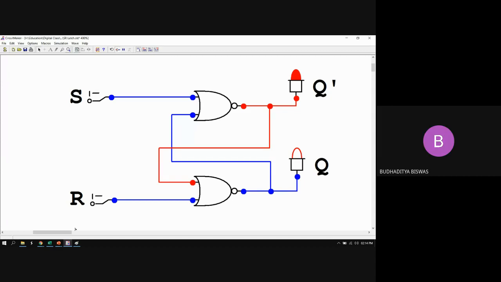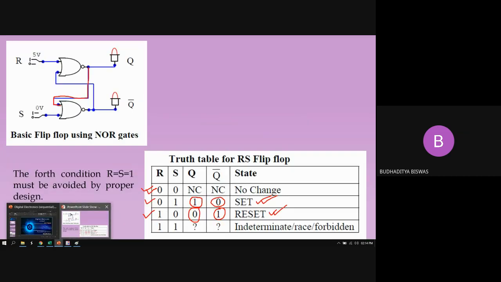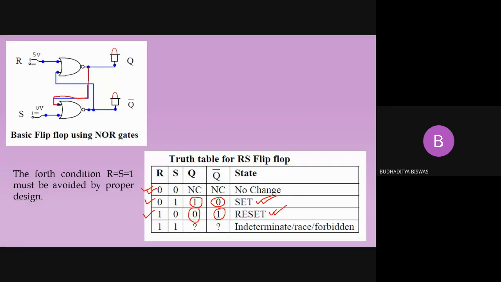Okay. So now look here. When both are 0, 0, when S equal to 0, R equal to 0, Q equal to NC. NC means no change. So whatever be their previous Q, it remains in the same state. And Q bar is also NC. So whatever be the Q bar in the previous state, no changes are there. And the name of the state is called no change state.